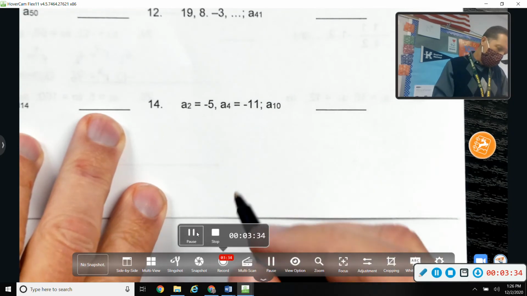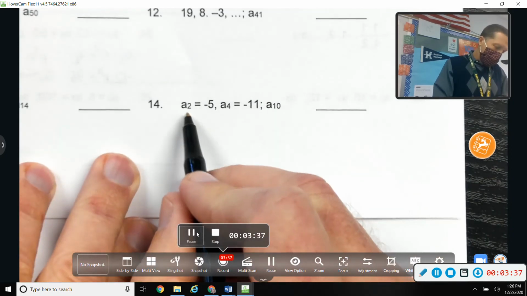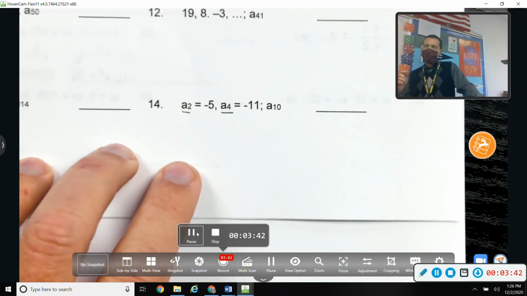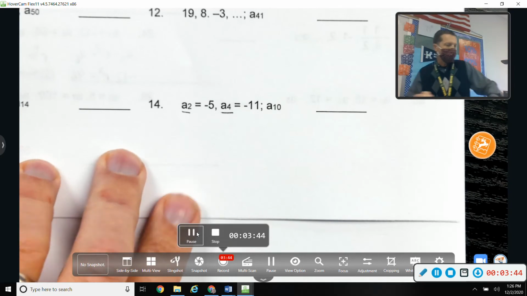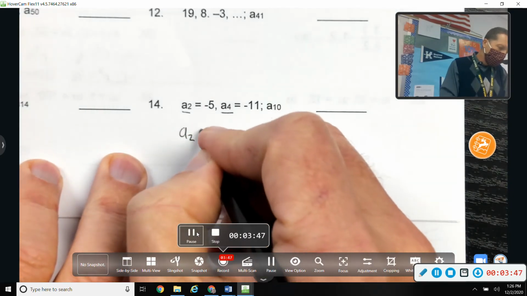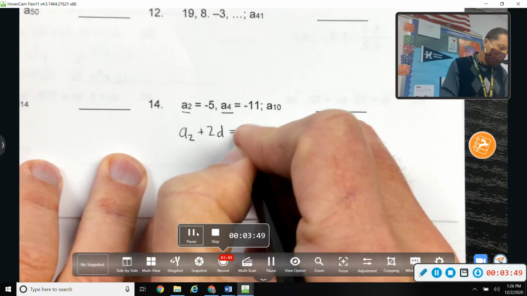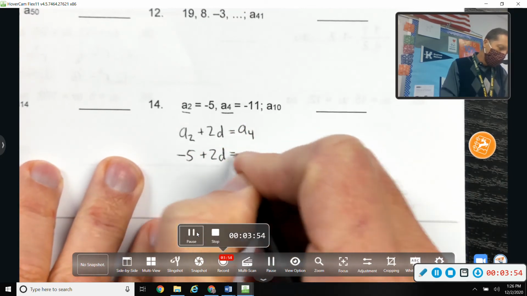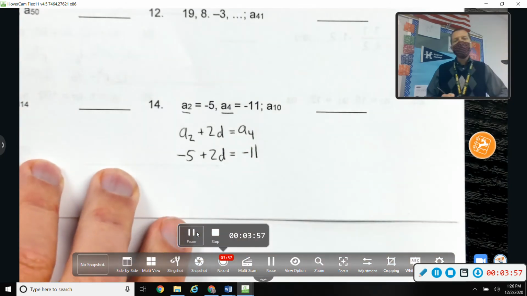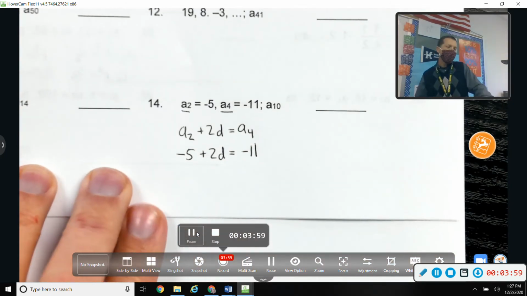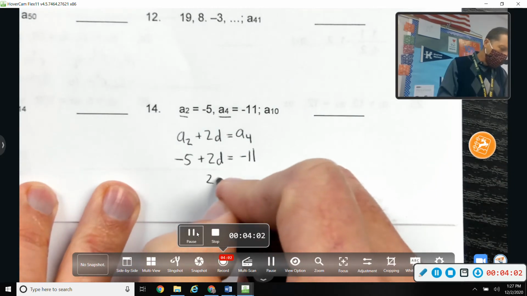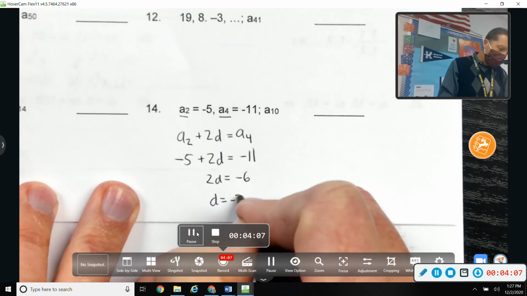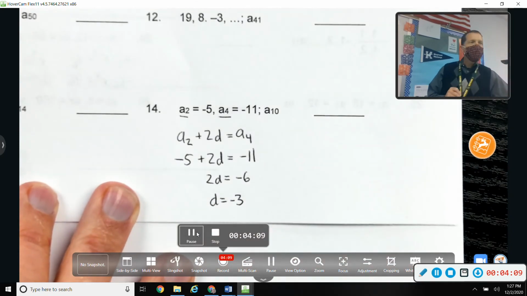Number 14. All right, again with stepping from 2 to 4, although this is arithmetic, so my steps are not multiplying steps, they're adding steps. A2 plus 2 steps gets me to A4. So negative 5 plus 2 steps gets me to negative 11. So lots of negatives, we'll just need to be real careful. Add 5 to both sides, is negative 6. So D is negative 3.